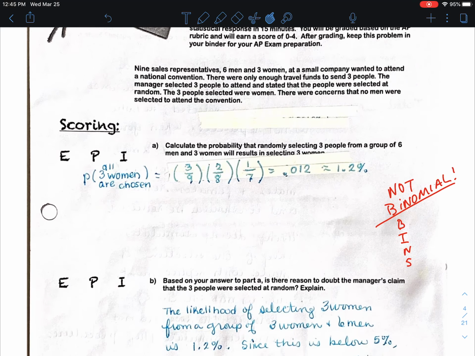This is talking about having 9 sales representatives, 6 men, 3 women. They all want to attend this national convention. There's not enough funds. They can only send 3 people. So the manager picks 3, and the 3 people he picked were women. People were concerned that there were no men selected. So we want to calculate the probability that, of the 9 people, 6 men and 3 women, if you randomly selected 3 people, all 3 would be women.